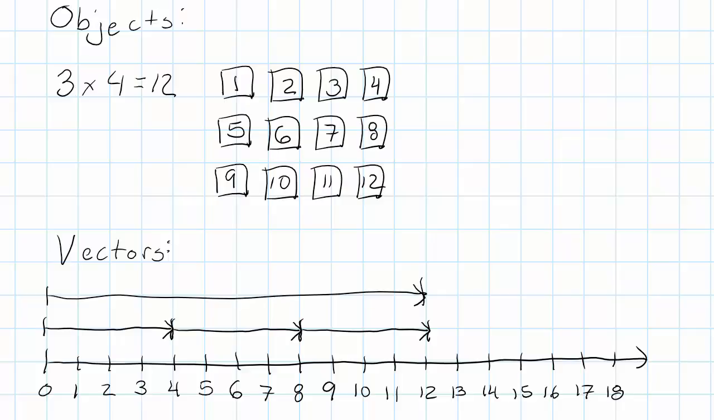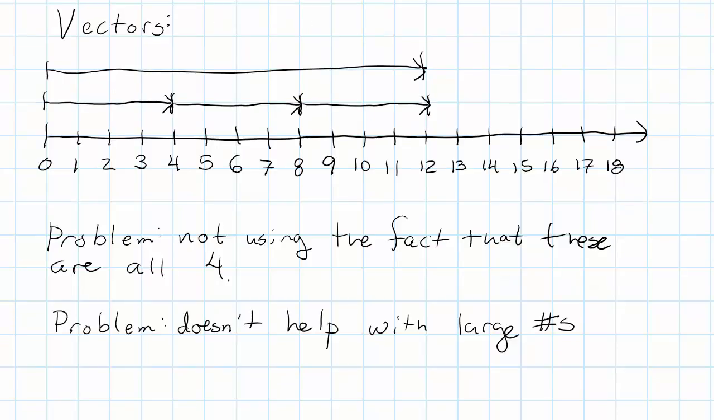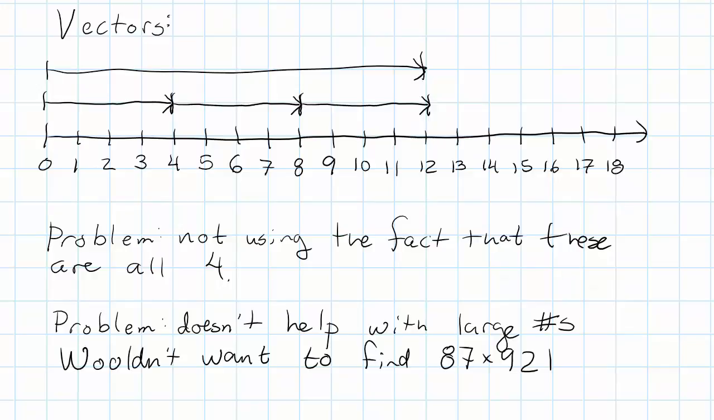But it seems like something's missing here. You know, we're not really taking advantage of the fact that these are all the same number. The other issue with this is that this doesn't help us to develop a way of multiplying large numbers. Right, we wouldn't want to do 87 times 921 by adding up 87 copies.